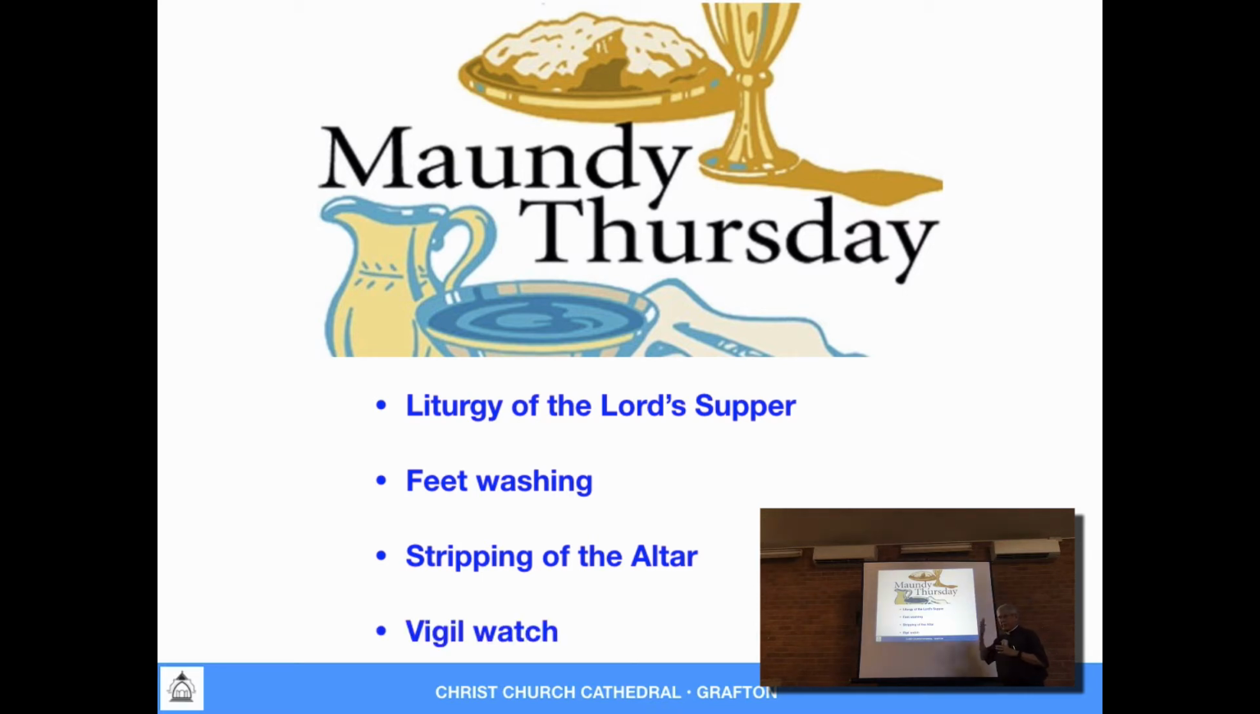And then, again, different parishes do it different ways. There'll be an hour, or there'll be 3 hours, or there'll be 12 hours of people sitting in the church quietly praying, keeping a vigil. "Could you not watch with me even for one hour?" So we tend to have a one-hour vigil after the service ends on Maundy Thursday.